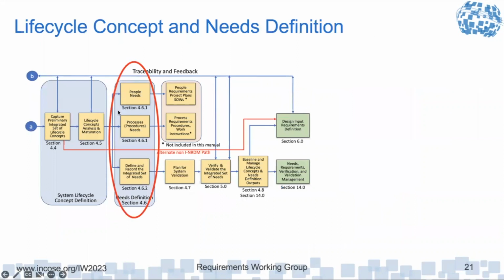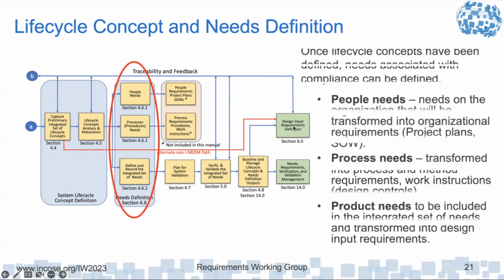So once we have gathered all the information, and we went through our lifecycle concepts analysis and maturation, then we have to split out three different streams of our needs. We have people needs on the organization. We go into statement of work, project plans, process requirements that go into processes, work instructions. And then we have the requirements on our system of interest itself. And we're going to define a set of needs for that, plan for how we're going to verify and validate that we have a good set of needs, baseline the lifecycle concepts and needs, and then that feeds into our design input requirements definition activities.